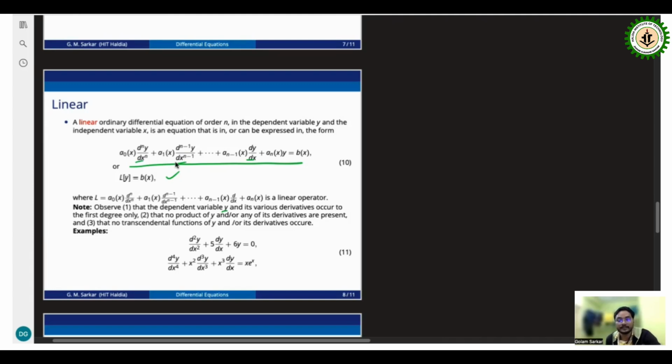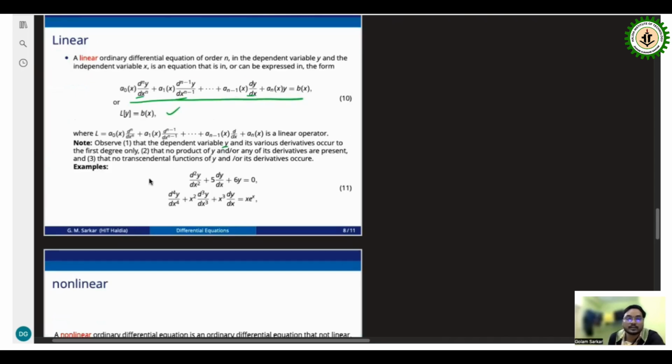Okay, so an example of a linear differential equation is this. You see, each derivative term has power 1 and there is no product of the dependent variable and its derivative. Okay, so this is an example of a linear ordinary differential equation.